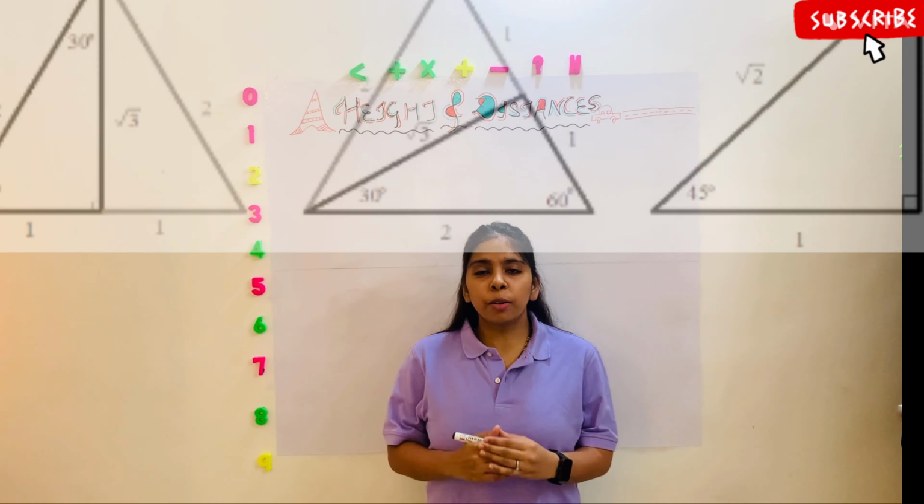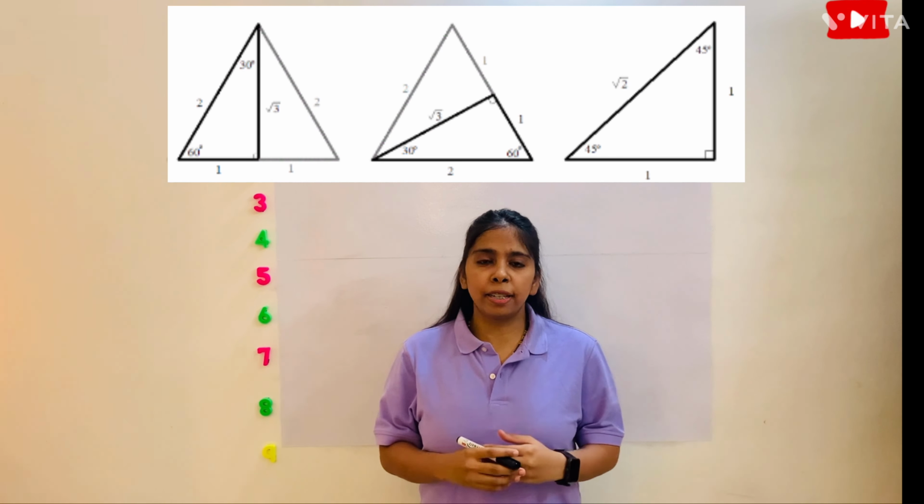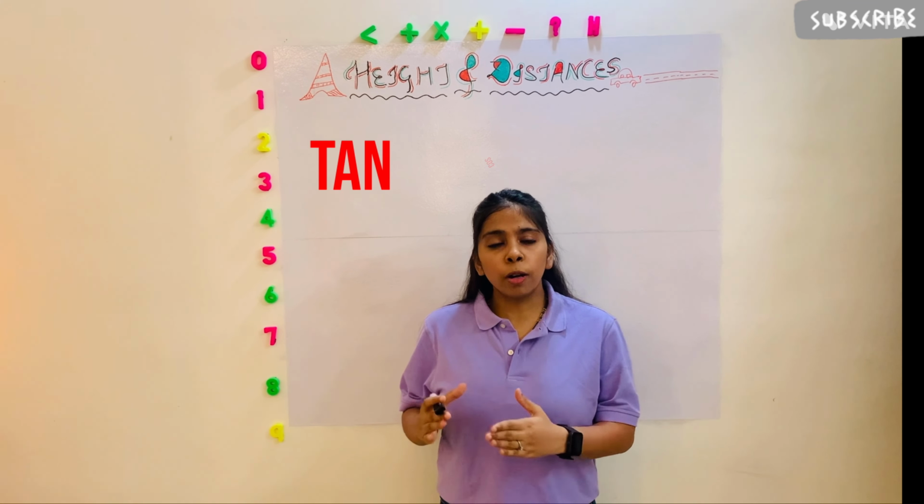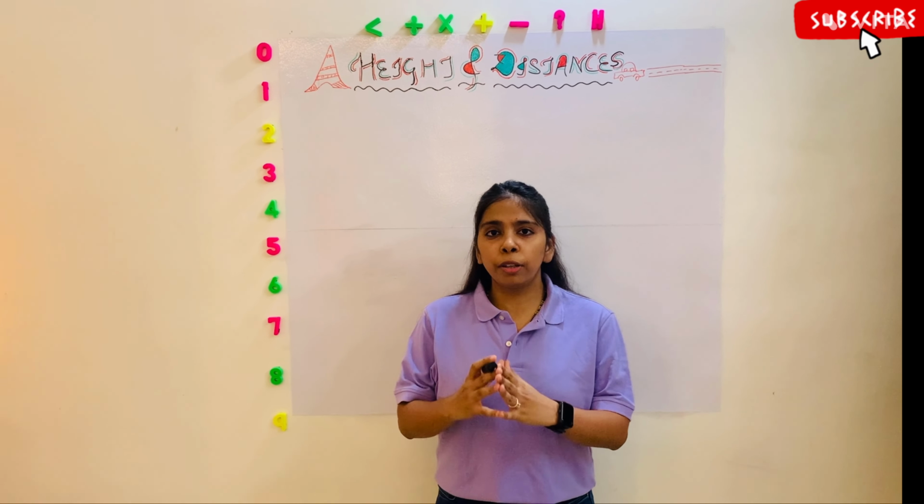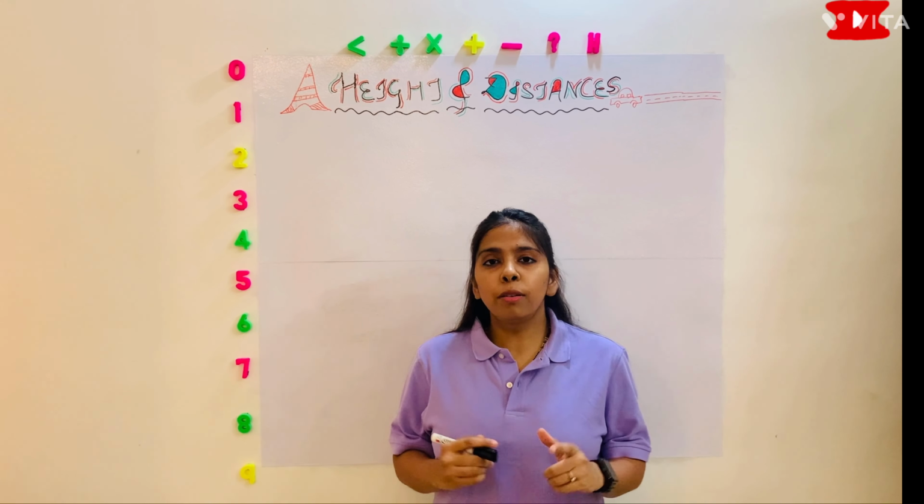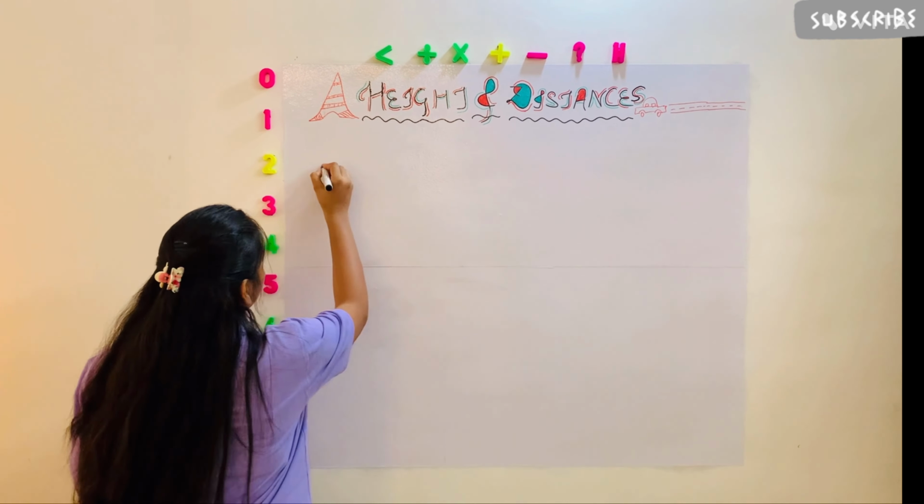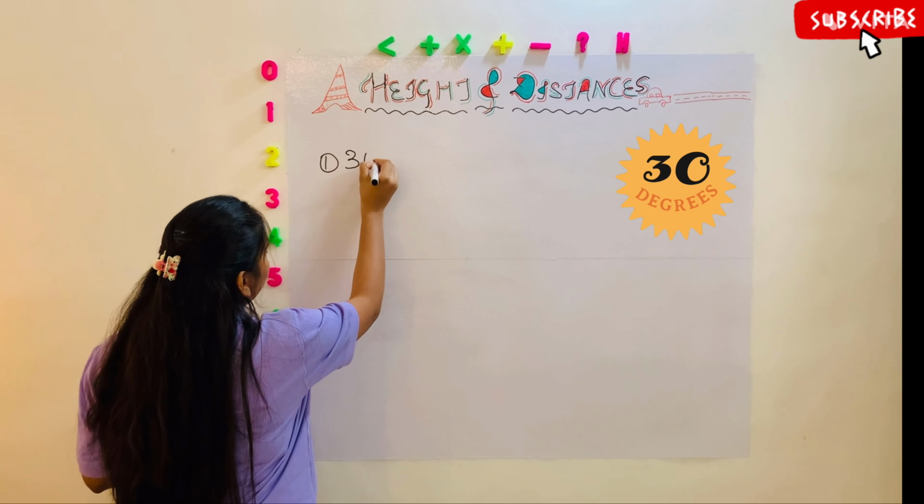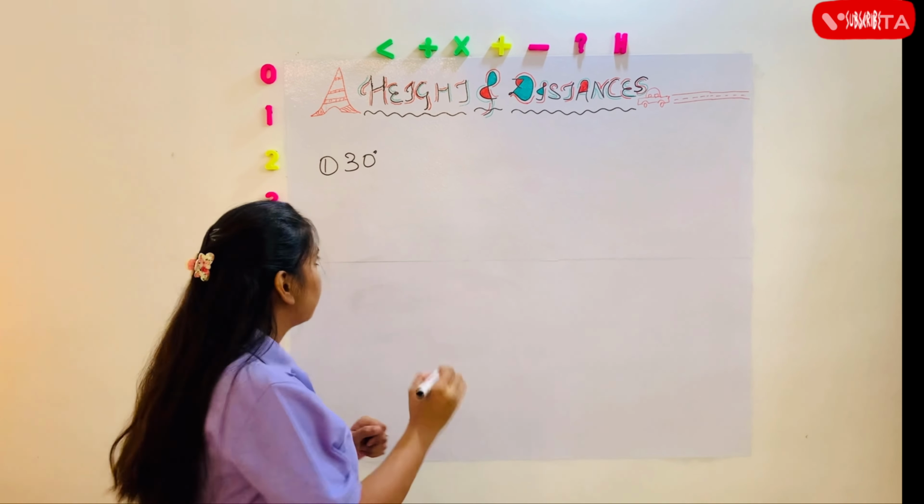So in this chapter, only 30 degree, 45 degree and 60 degree values of tan, cos and sin are useful to find out the value of the unknown factor. So let's start with the angle 30 degree. First one is tan 30.